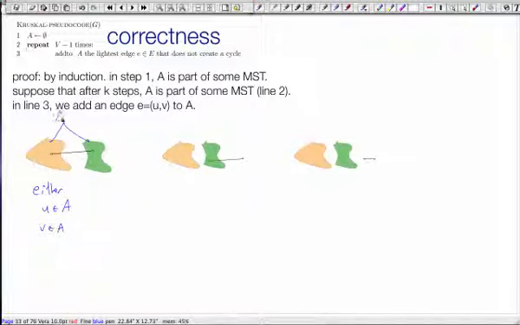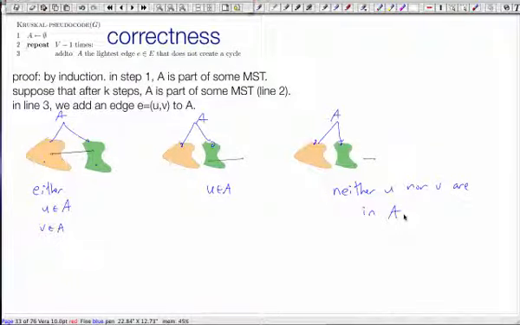So suppose that these green parts right here are what A consists of. The orange and green is what A is. There are going to be 3 cases. The first case is that both U and V happen to be in A. The second case is just U is in A. And the third case is neither U nor V are in A. Everybody agree that those are the only 3 cases?